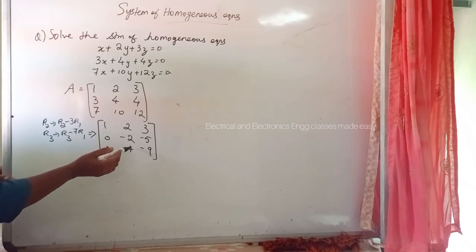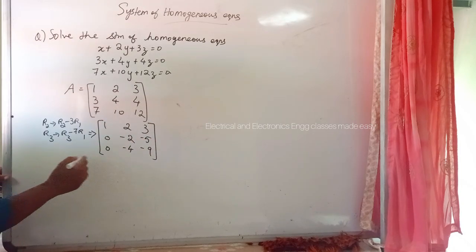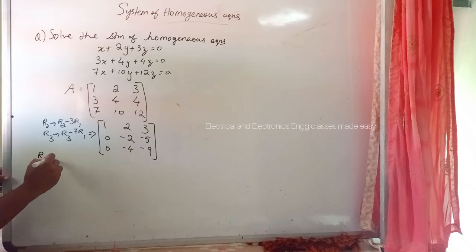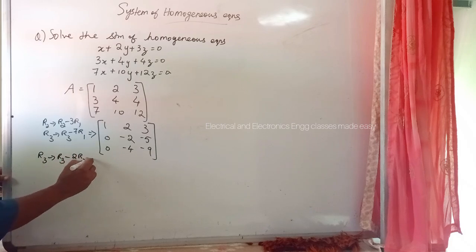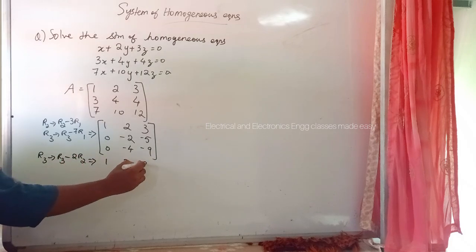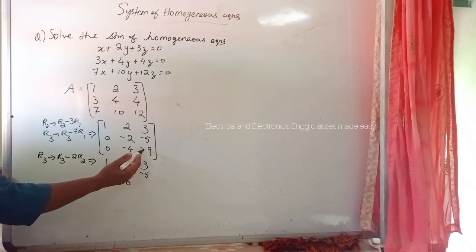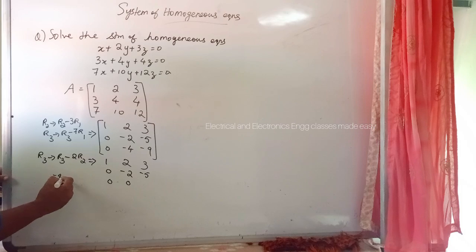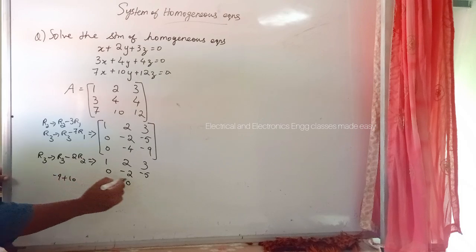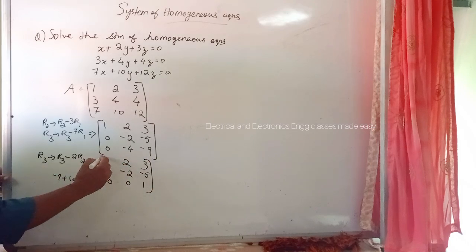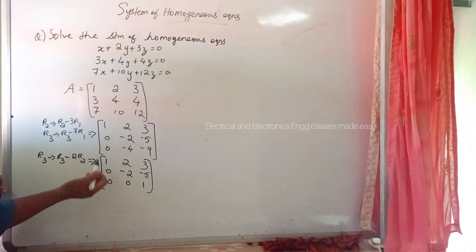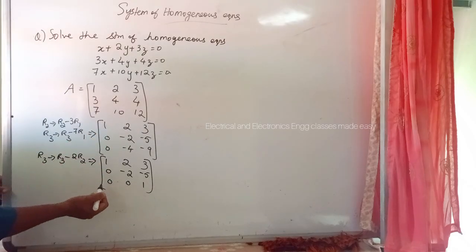Now here we can make this element 0, that is R3 implies R3 minus 2 times R2, that is 1, 2, 3, 0 minus 2 minus 5, then 0, here 0, then minus 9 plus 10. So here we will get 1. Now this is the reduced matrix.